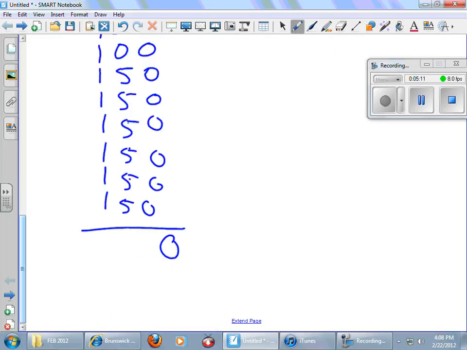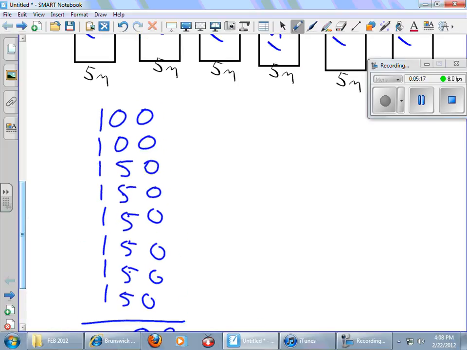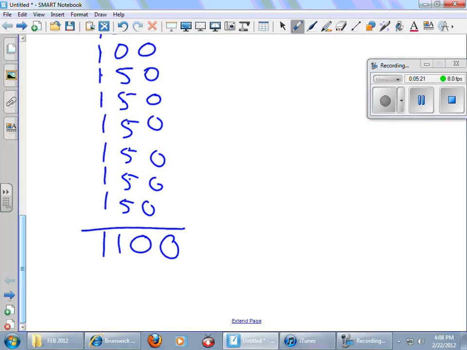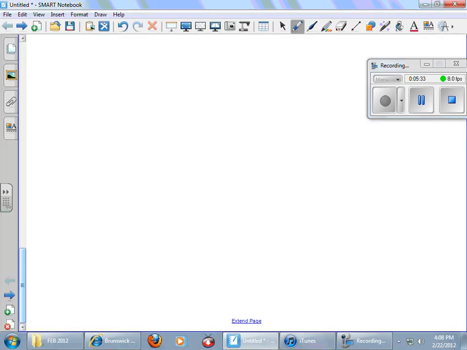All right, so I'm going to add all those together. 5, 10, 15, 20, 25, 30. 0 carry the 3. 1, 2, 3, 4, 5, 6, 7, 8 plus 3 is 11. The surface area would be 1,100 meters squared. It's that simple. You just got to be able to break it down into its shapes. All right, I'm going to give you another shape and see what you can do with that.